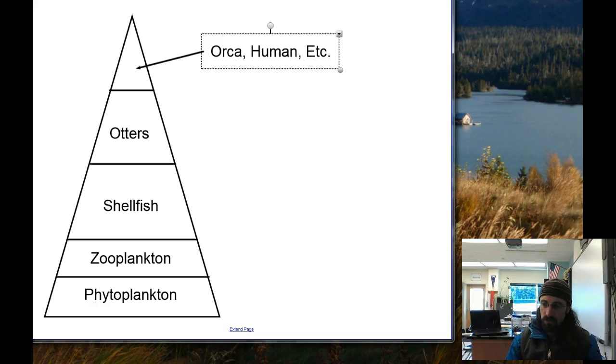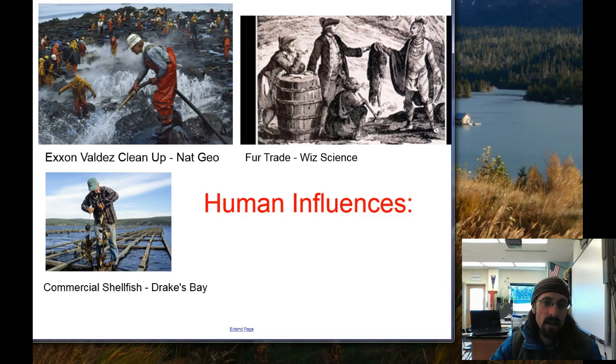Now here is a classic trophic level. Now this is a 5 level, again with phytoplankton on the bottom, zooplankton above, shellfish. A lot of shellfish are filter feeders, and they are eating the zooplankton and the phytoplankton. Of course, then otters come in and eat the shellfish, and then humans or orcas or other organisms predate on otters. Now we don't necessarily eat otters, but we have been known to use them for other things.